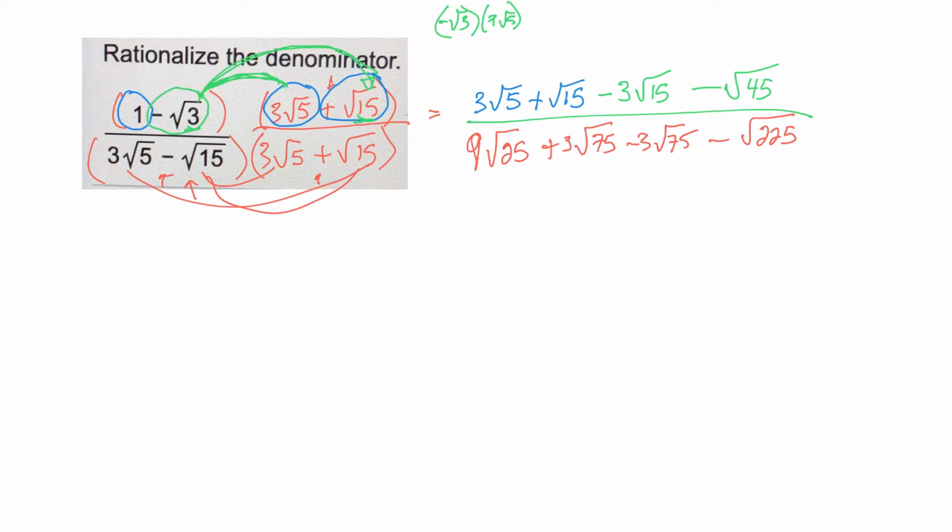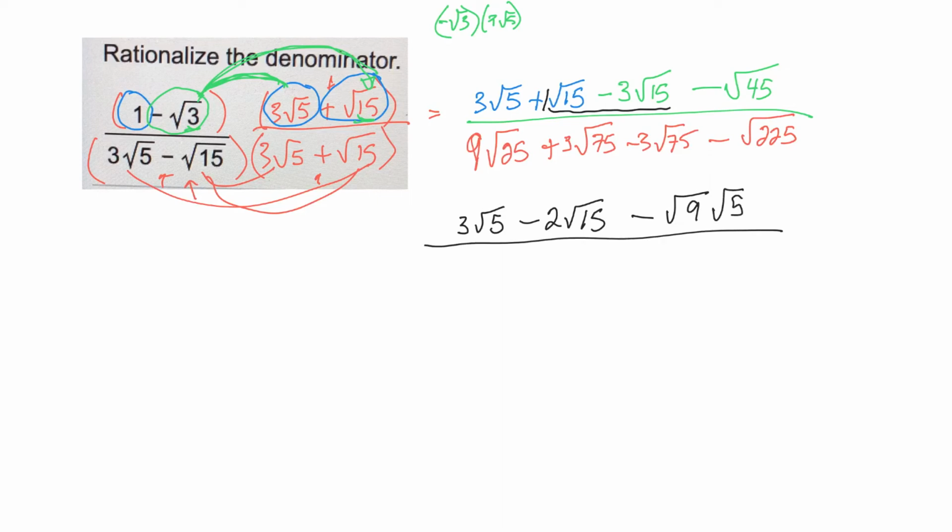Okay, now let's start simplifying stuff. On the top, these two are the same because they're both root 15s. So I have a 3 root 5, and so this is 1 root 15 minus 3 root 15, which would be a negative 2 root 15 minus, and then 45, 9 goes into that, so I can rewrite that like that.